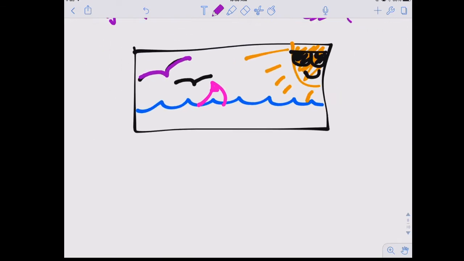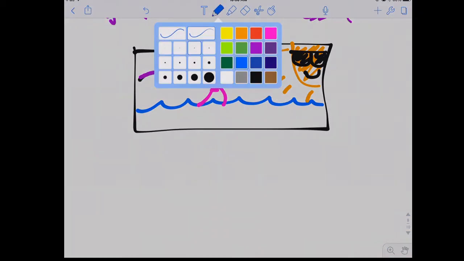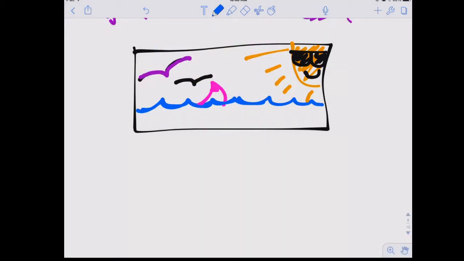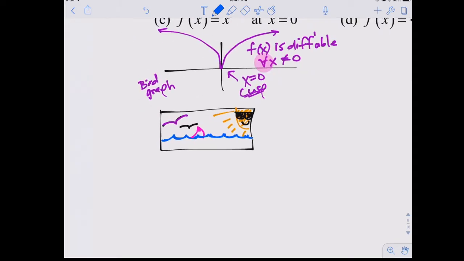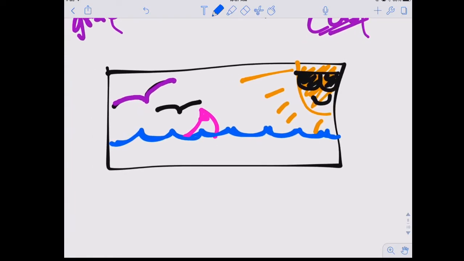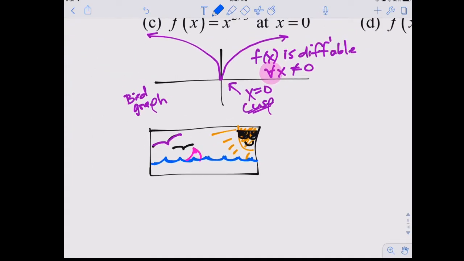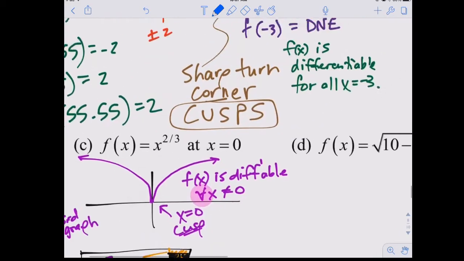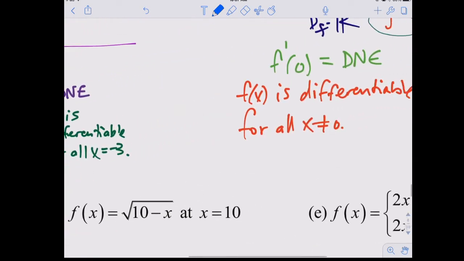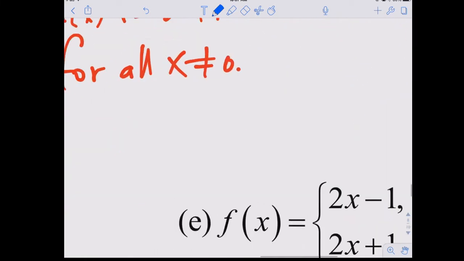What about my beautiful little blue waves, the crest of my waves? Are they going to be differentiable there? No, right? Because we got cusp, cusp, cusp, cusp, cusp. Very good. So you got cusps all over that picture. You didn't know it, but you were preparing for calculus when you drew that back in the day. All right, so we've got sharp turns, we got cusps, we got corners, and we have vertical tangent lines.